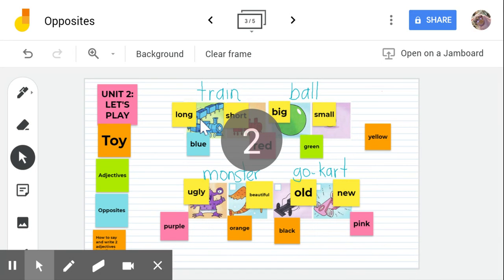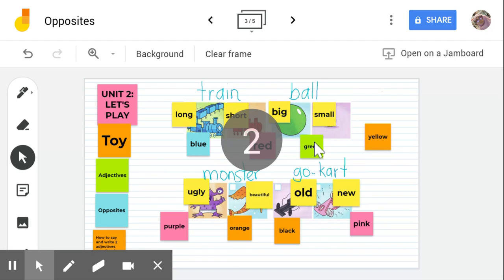Contohnya, we look at both of these trains. One train is long and one is short. So, long is the opposite of short. Panjang lawannya pendek. Like the balls, one is big and one is small. So, big is the opposite of small.